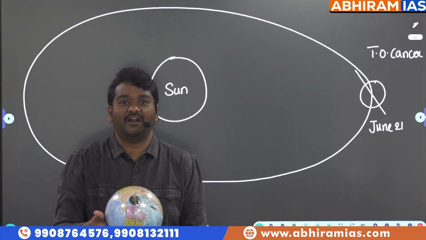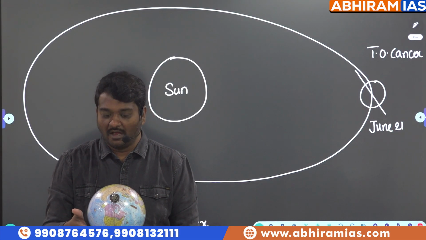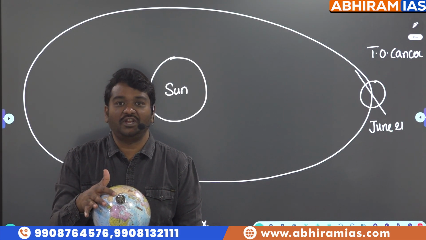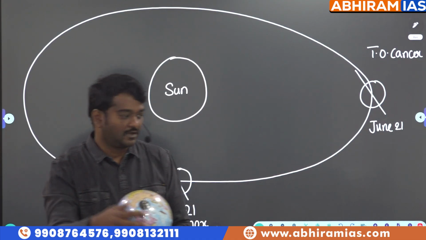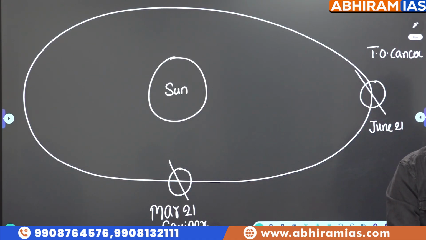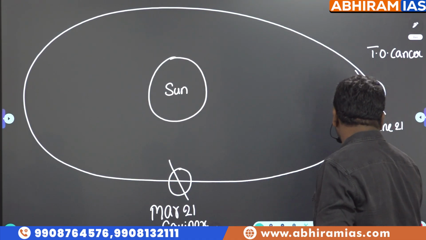Okay, now equator, what did I tell? 12 hours of day and 12 hours of night. North pole, what did you see? 24 hours of day and 0 night. Do you agree? Yes. Now what was last year's question, the 2025 prelims question?